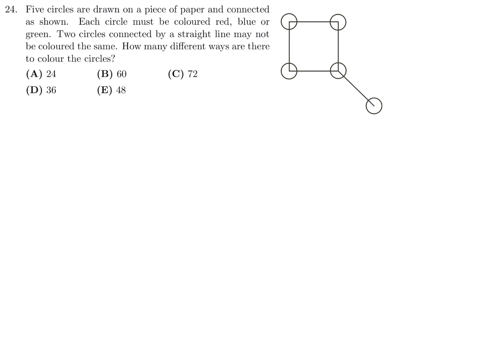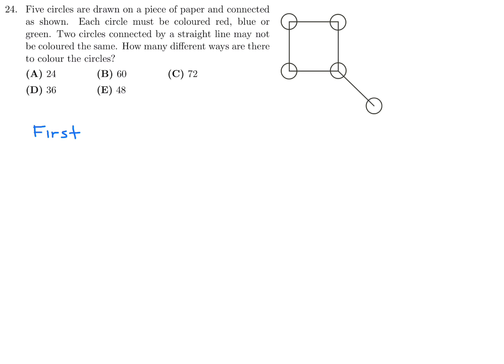Five circles are drawn on a piece of paper and connected as shown. Each circle must be colored red, blue, or green. Two circles connected by a straight line may not be colored the same. How many different ways are there to color the circles? All right, how shall we approach this question?